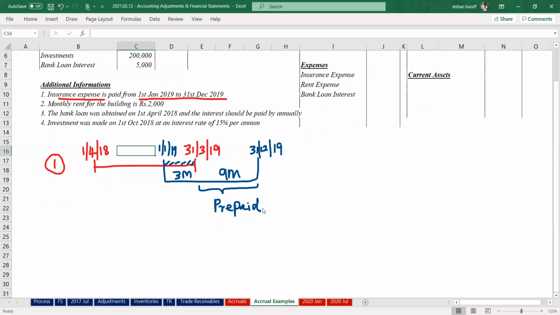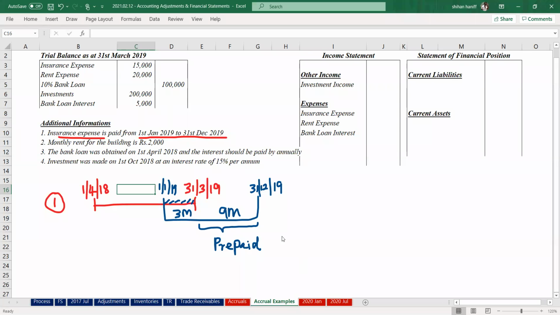Then you need to calculate the prepaid amount. Total paid 15,000. What is the prepayment? How much is the prepayment? 15,000 is for 12 months. Divide by 12. Prepayment is 9 months. Okay. So 15,000 into 9 over 12. 15,000 into 9 over 12 is 11,250.